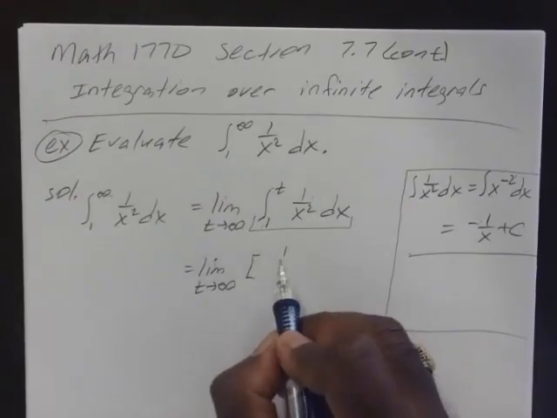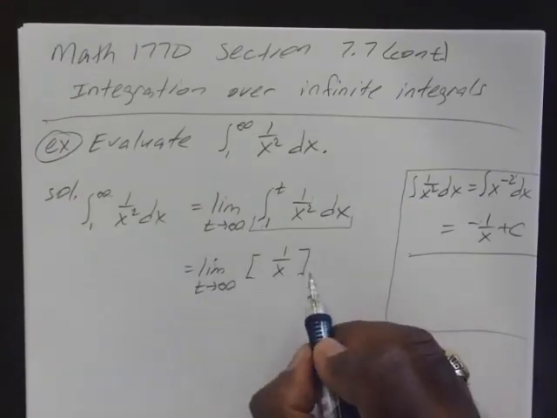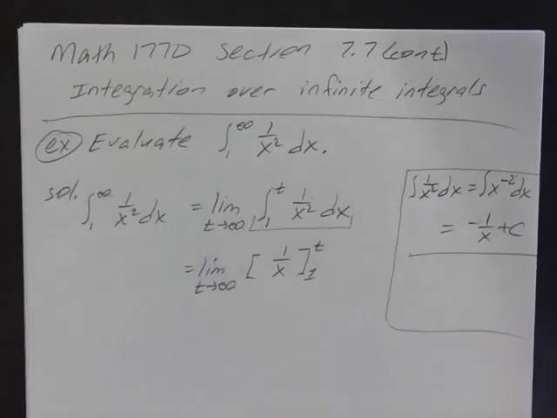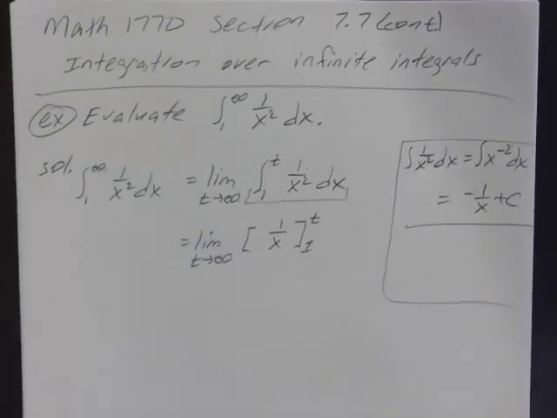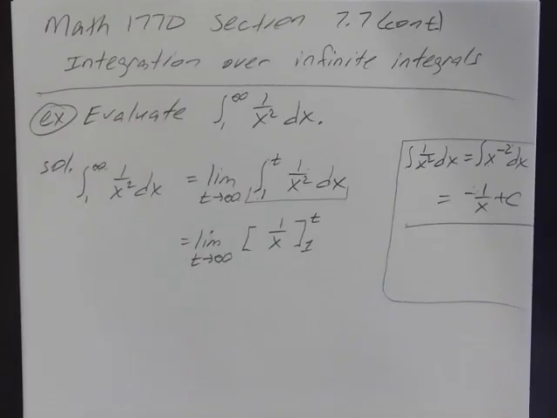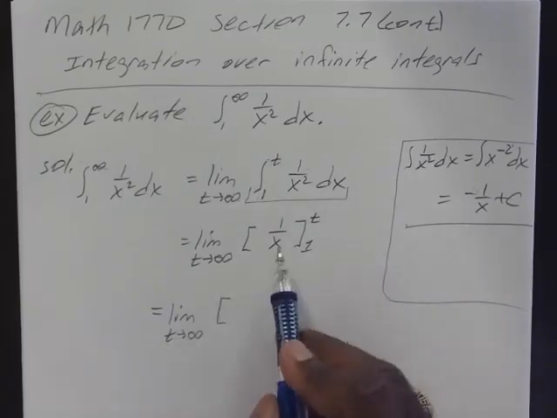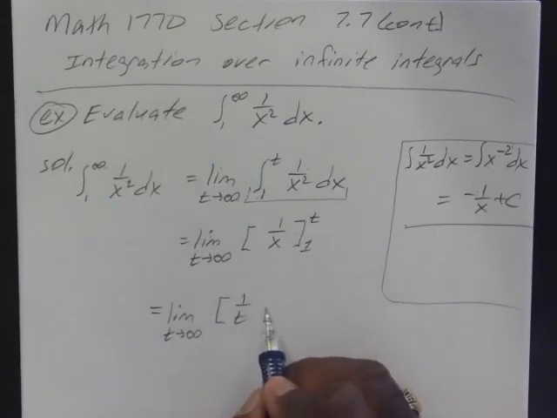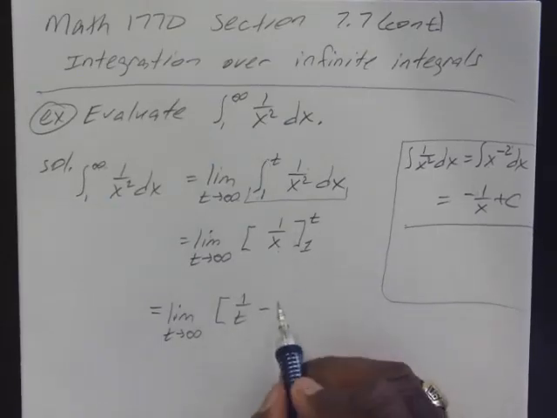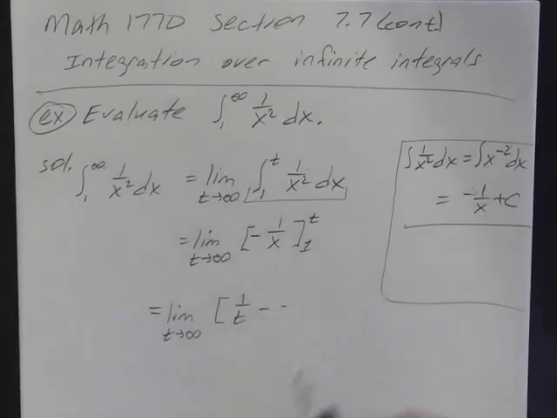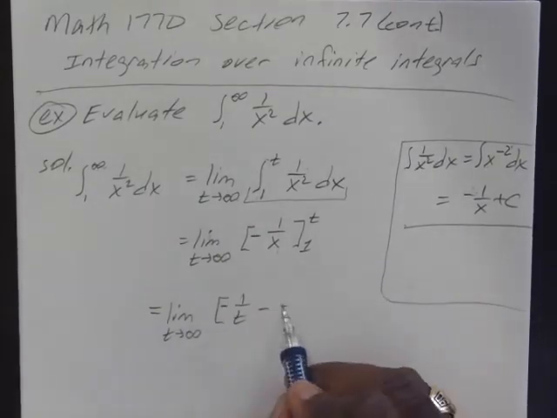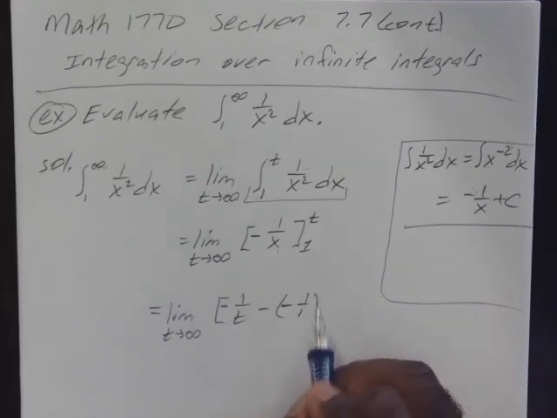That's the limit of negative 1 over x from x equals 1 to t. So if we go ahead and apply the fundamental theorem, we have the limit as t approaches infinity of 1 over t minus 1 over 1. Oh, forgot my negative. Sorry about that. So it should be negative 1 over t minus negative 1 over 1.